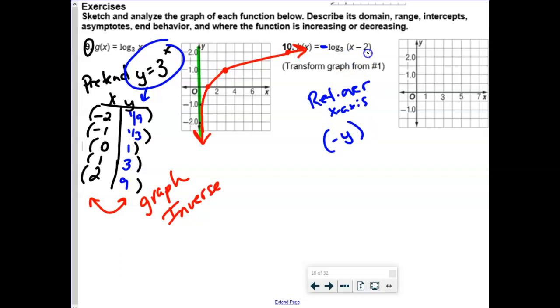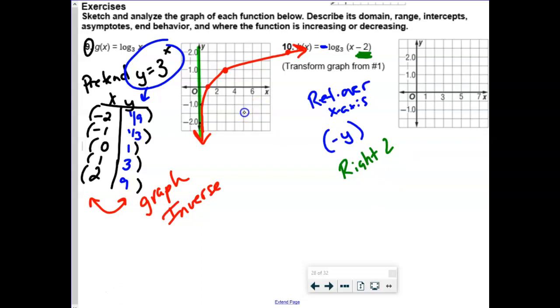But then, talk to me about this guy. What does x minus 2 inside of a function like this do? Yes, right 2. So it's going to take all your x values and you're going to add 2 to them. Okay, so watch what's going to happen.